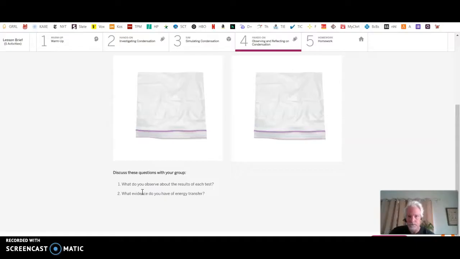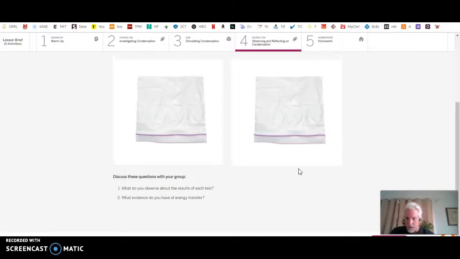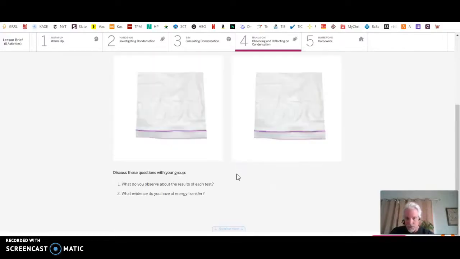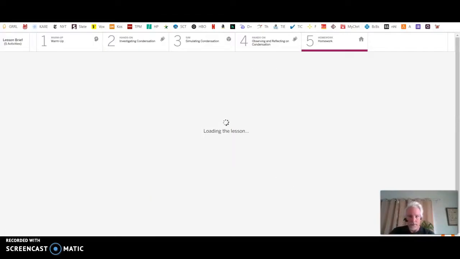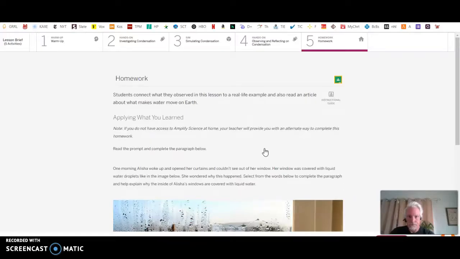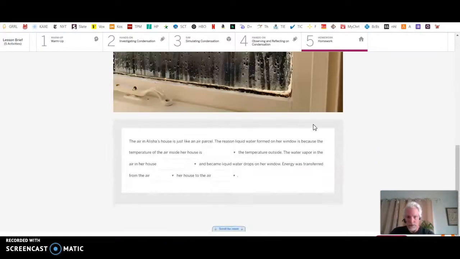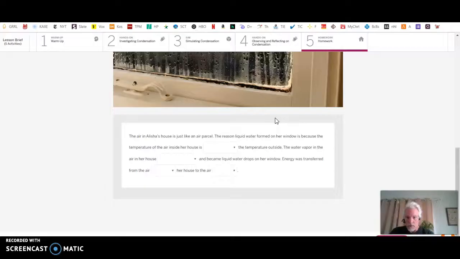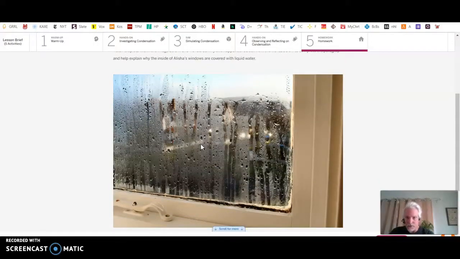Moving on. It says to discuss with your group, but you don't have to do that with your group, just realize that the one that was in the cool condensed. And on to the next activity. Just answer this question on the homework: what happened when you see this condensation on a window?